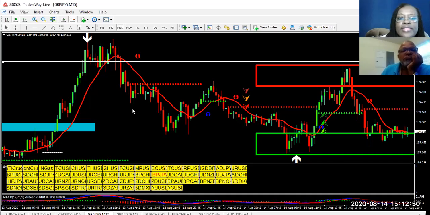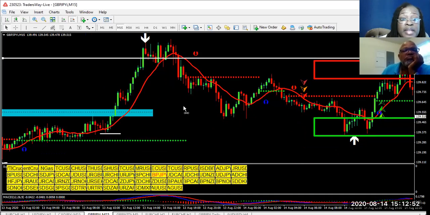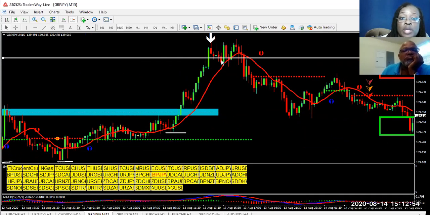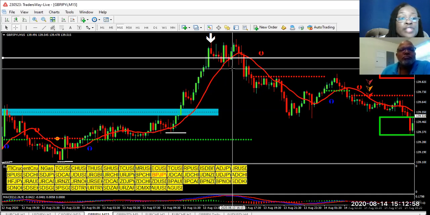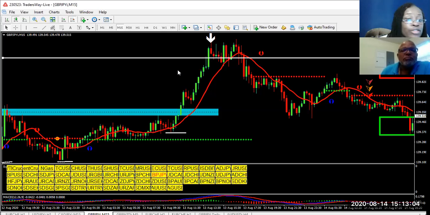Let's say that now you're on the 15-minute, and we're going to be looking at this example. The first thing we're looking for is for price to close the 50. Now, this is not the early entry criteria. This is the more conservative one. And we're going to do the early entry as well.